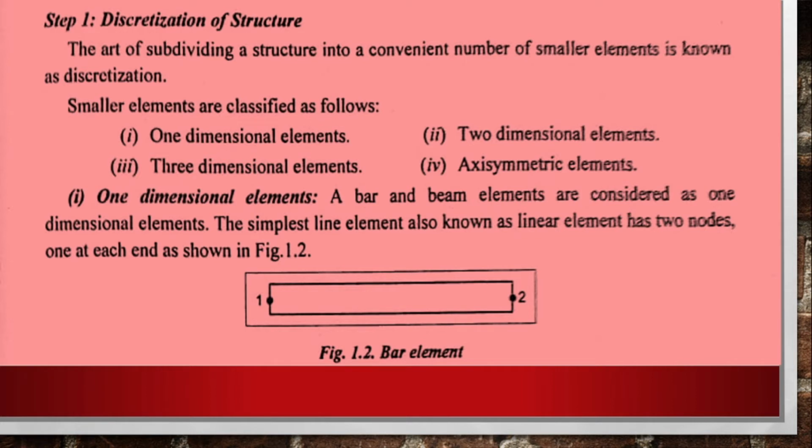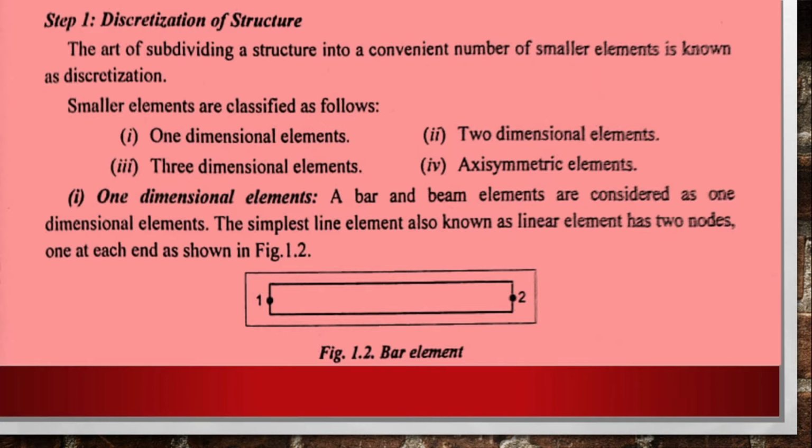When we take an element, consider a bar element, we can split this bar element into a convenient number of smaller elements to find the solution for the particular element. These smaller elements are classified as one-dimensional elements, two-dimensional elements, three-dimensional elements, and also axisymmetric elements. These are the classification of the smaller elements.